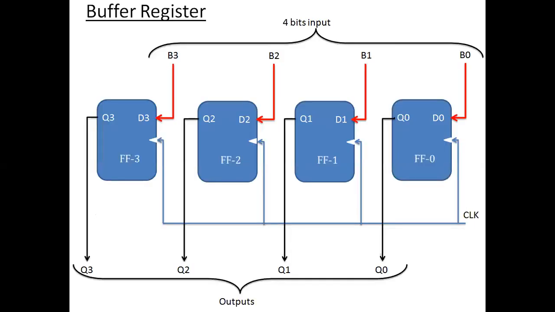Just like here, we have shown 4 flip-flops, FF0, 1, 2, 3. So 4 inputs, B0, B1, B2, B3 are connected to the 4 inputs of the flip-flops. And 4 outputs are here, Q0, Q1, Q2, Q3. So B0, B1, B2, B3, 1010 we have given, and when we apply the clock pulse, then that will come at the output.